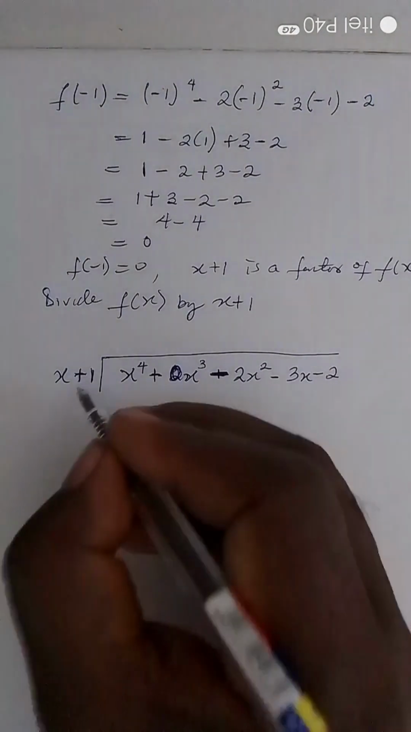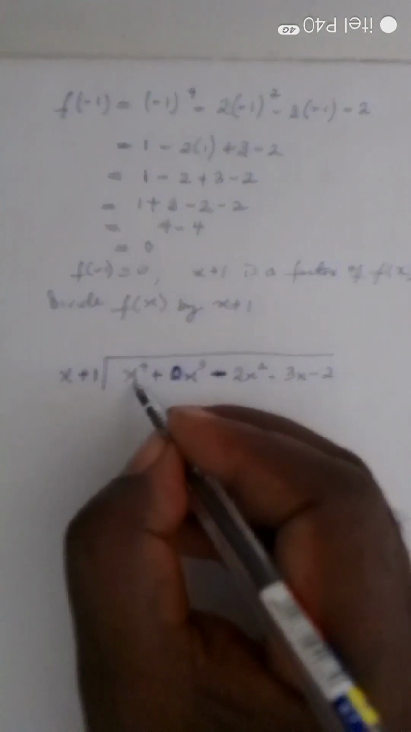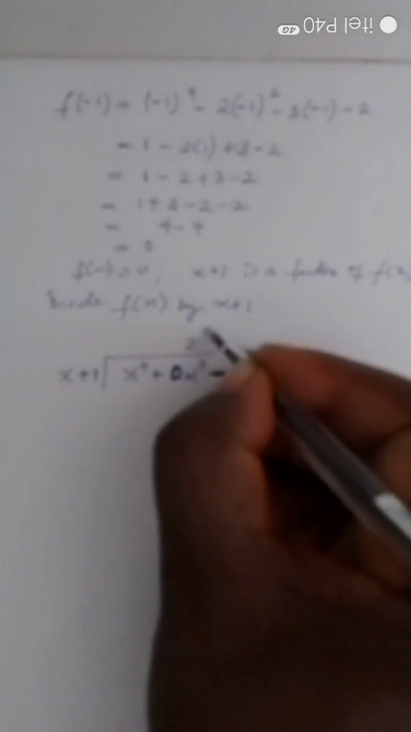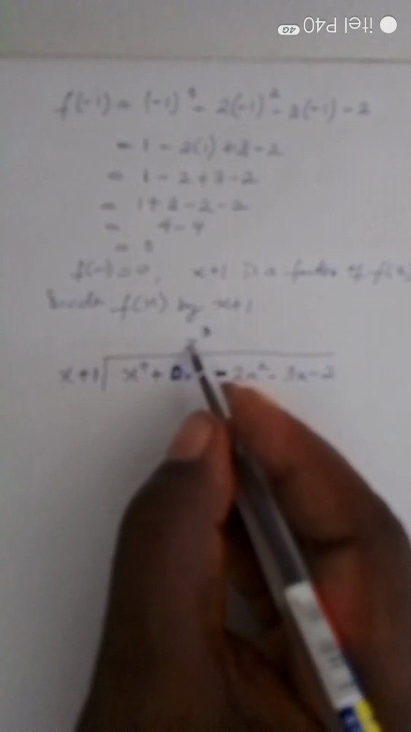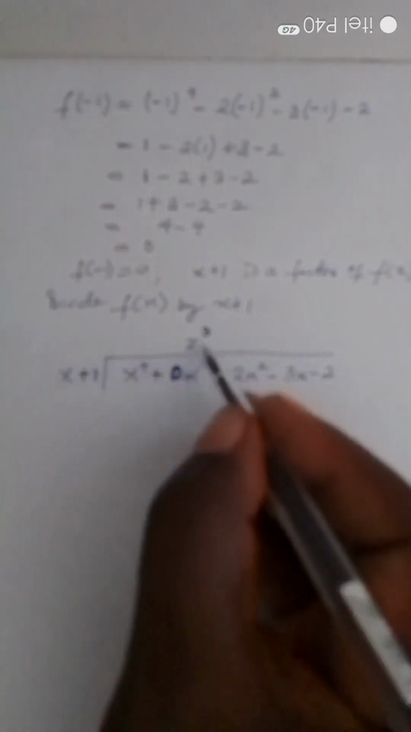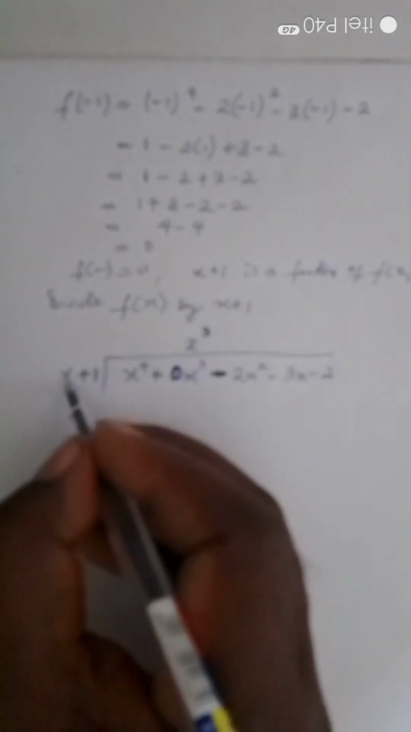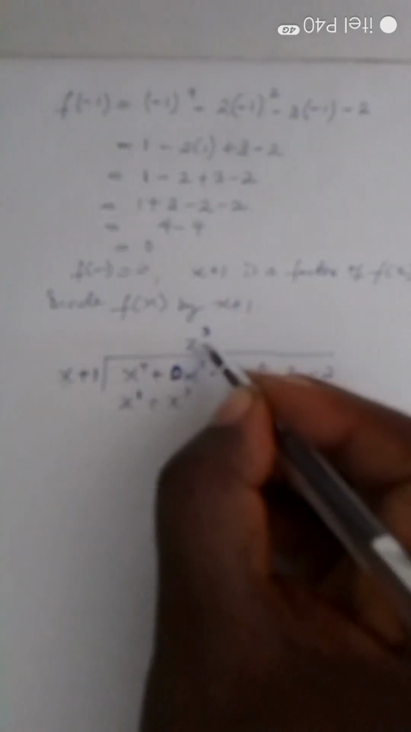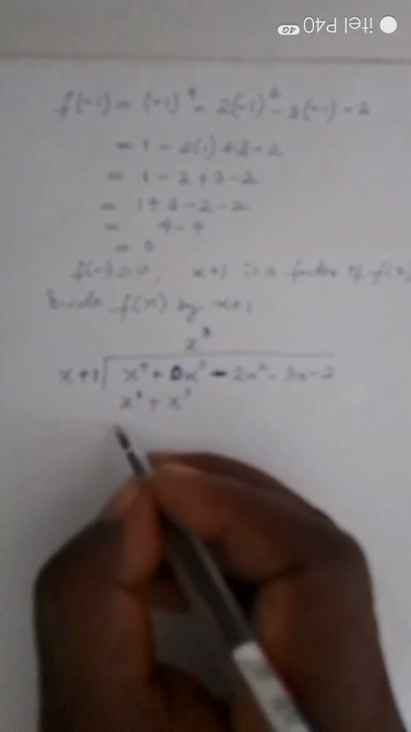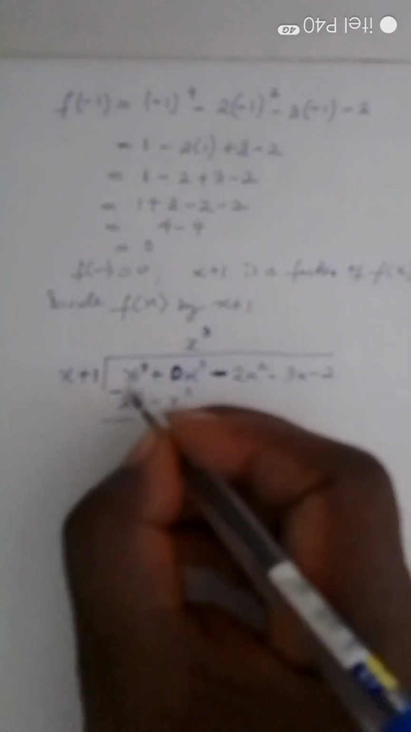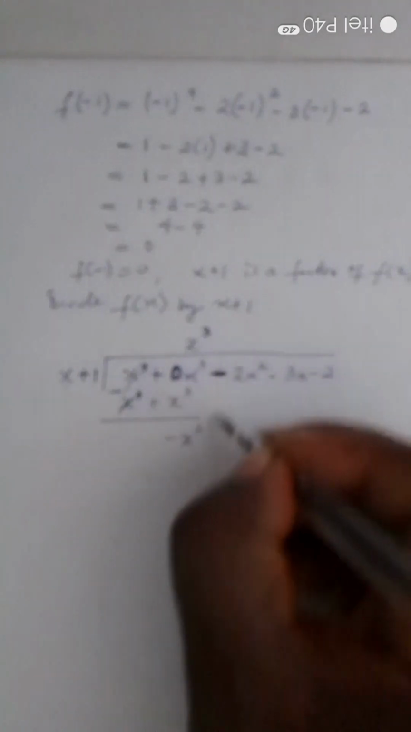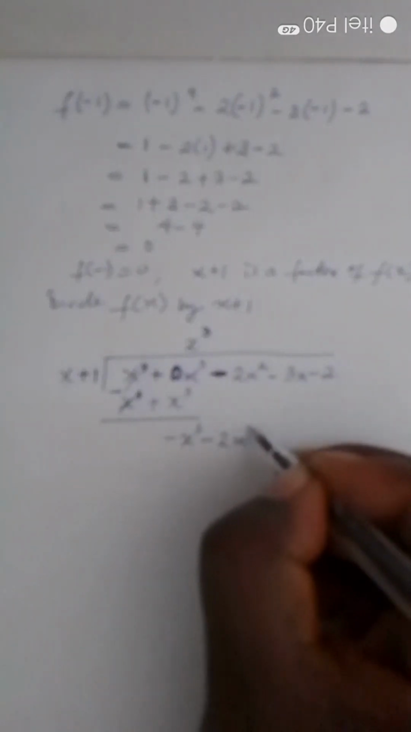So what we're going to do now is to say, how many times can x go in x to the power of 4? I think that would be x to the power of 3. Then we are using the idea of long division, okay? So x to the power of 3 multiplied by x will give us x to the power of 4. X to the power of 3 multiplied by 1 will give us x to the power of 3. So we subtract that, and this and this will give us 0. And then of course we have minus x cubed. Then we bring down minus 2x squared.